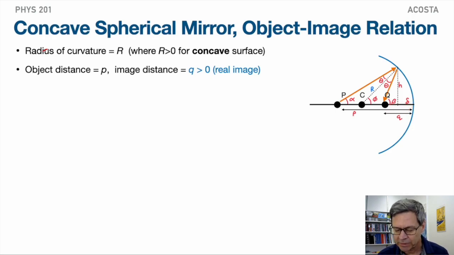If we put the object where it's shown here on this diagram, that's beyond the center of curvature, and more importantly, beyond half of the radius of curvature, then it will form a real image for such spherical mirrors. So when P is larger than r over 2, it will form a real image, on the same side of the mirror as the object, where light rays are really going.